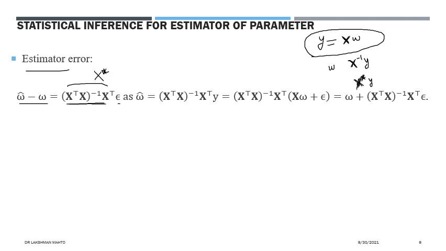That x star is made of three components of the same data matrix. This is the pseudo inverse times epsilon, so you can get a direct representation of the estimation error in terms of the pseudo inverse times epsilon, the error vector you have. Further, we know from the least square estimation technique that this estimate of omega is also an unbiased estimate.